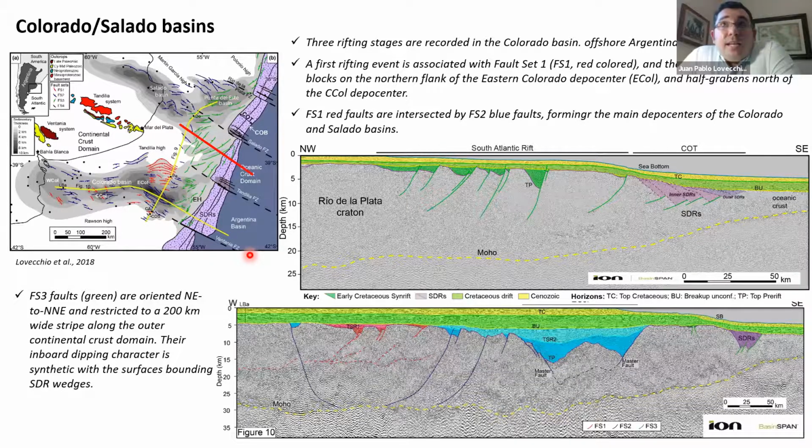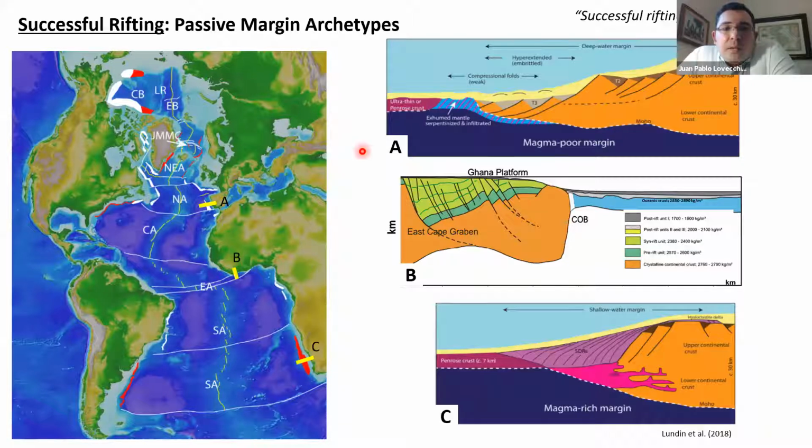Okay, we said that successful rifting produces the opening of an ocean, and oceans are bounded on each conjugate margin by passive margins. Passive margins can be of 3 archetypes or 3 end members. Type A is magma poor, so a hyperextended lithosphere, continental crust, and sometimes you can have exhumed mantle. This is, for example, the Iberian-Newfoundland margin here in the Central Atlantic.